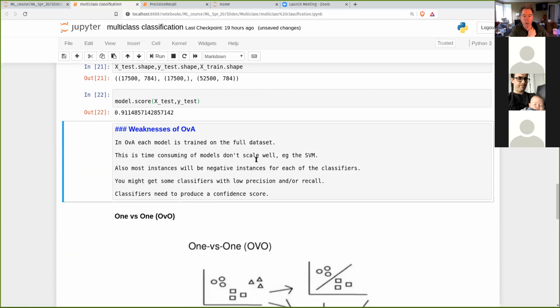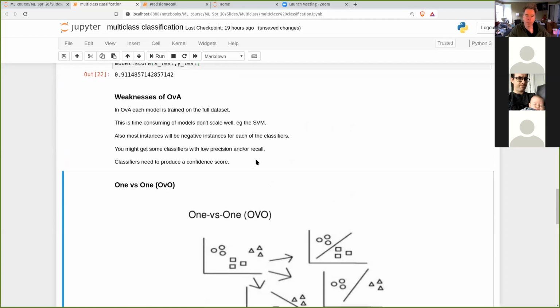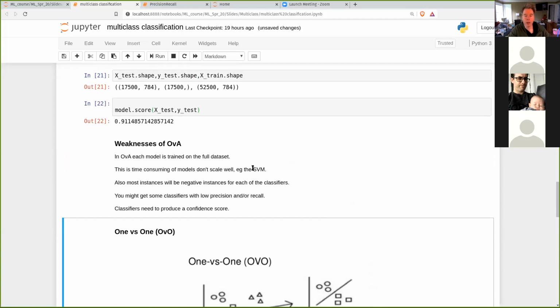So why does sklearn not use this strategy with the support vector machine? We've said earlier that the support vector machine scales very poorly as the number of rows increases. The training time increases as the cube of the number of rows. So for the support vector machine, it would be better if instead of training on the entire data set, you could train on smaller training sets. This is the upcoming idea here, one versus one. We'll come back to that idea in just a second.